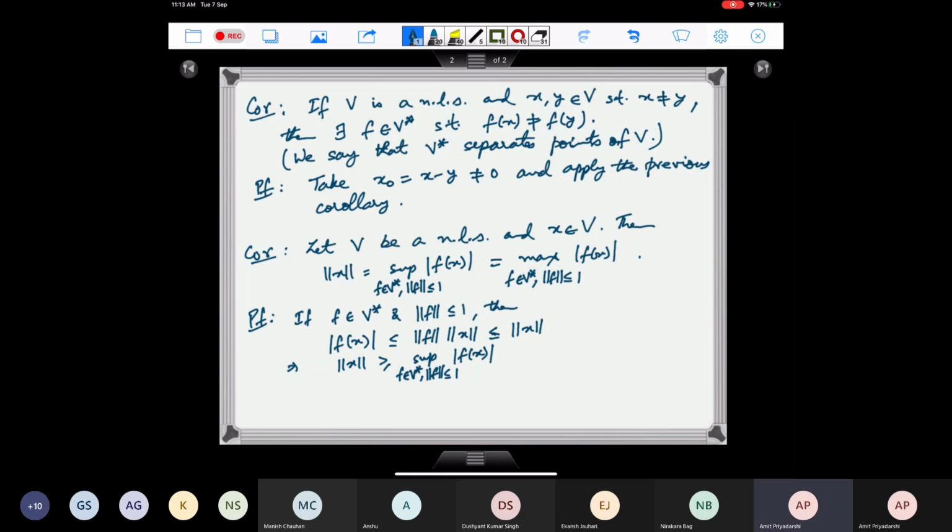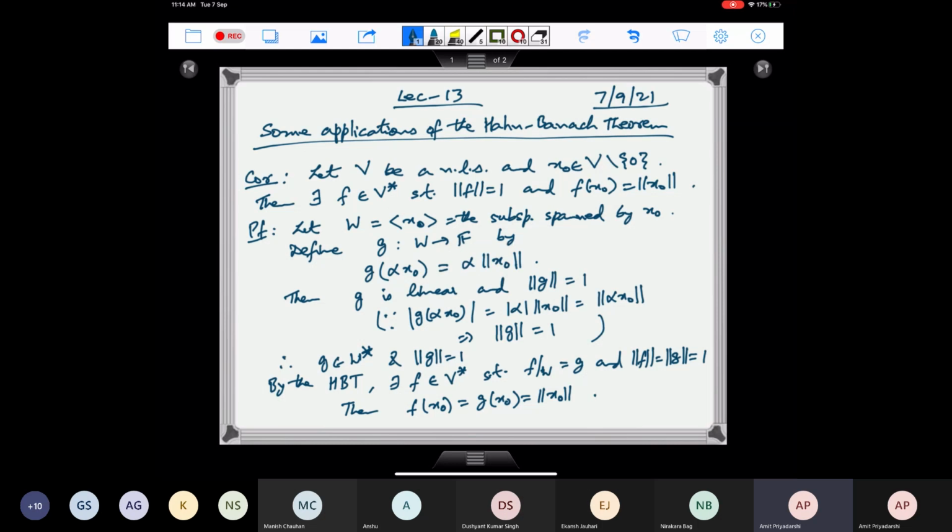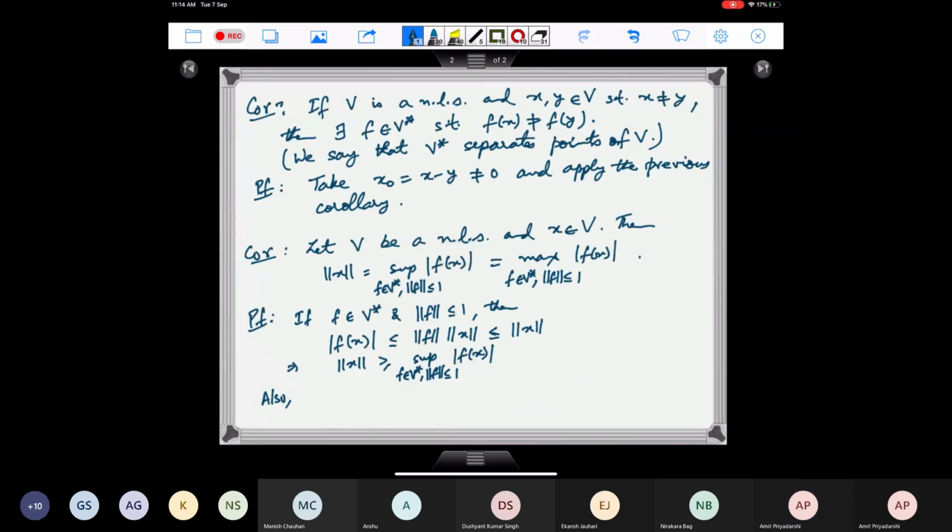We want to show that this is actually equal. So for that we will show that there exists some f for which we get mod fx equal to norm x. So what we know is that by corollary 1, maybe let me write this as corollary 1, corollary 2.